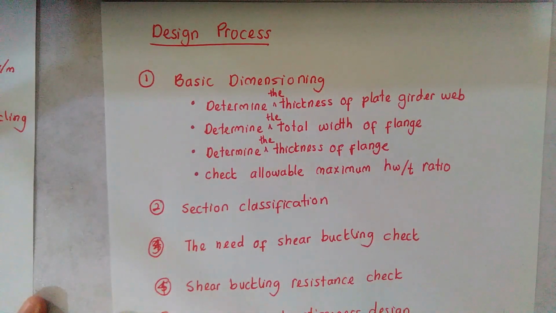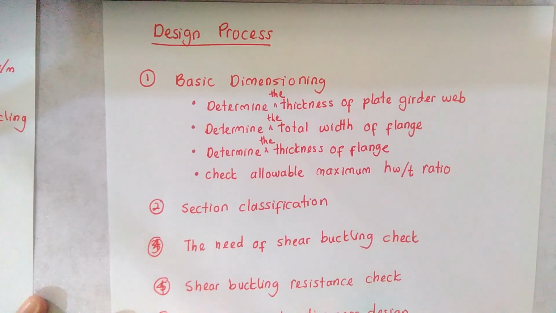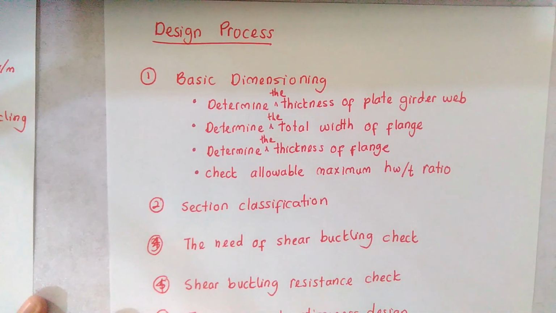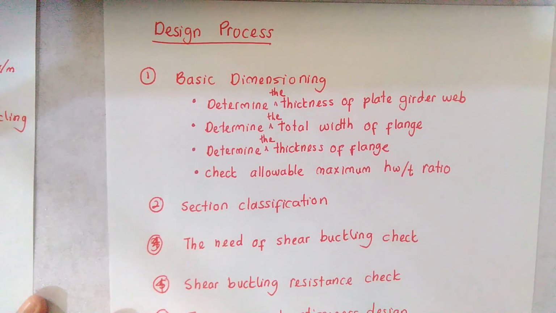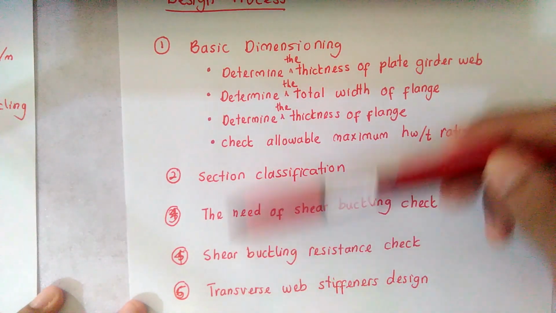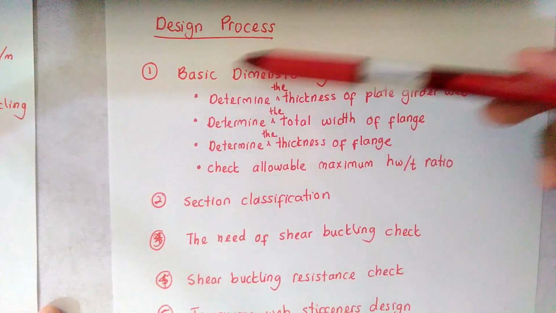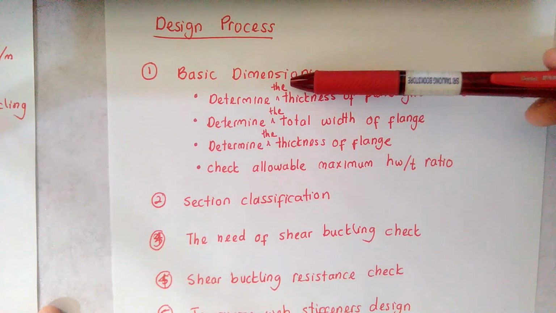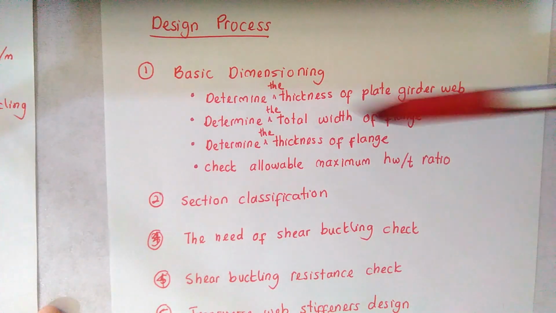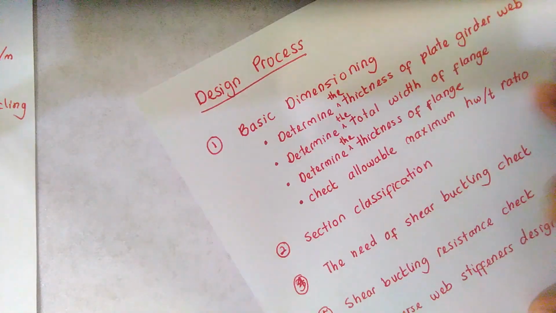Okay, class. So just now I have shown you the example question. Now, before we start with the design process, let me explain to you what the design process for the plate girder is. If you look here, we have 5 steps of design process for plate girder. The first step is basic dimensioning. So what does it mean by basic dimensioning? Basic dimensioning means that you need to propose the section sizes for a plate girder.